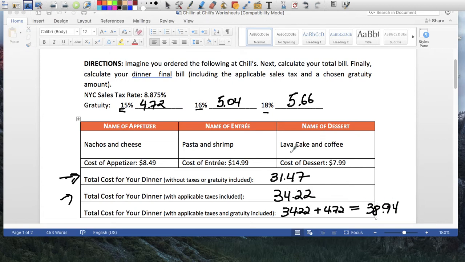Okay, so I need to write some of these values down because we're going to need them for the bottom example. So 31.47 is just the food. 34.22 is food and tax. Let me write down what 15% is. It's 4.72. 16% is 5.04. And 18% is 5.66. Okay, and the total food and tax with 15% is 38.94. All right, I have this written down, and I can erase this and move down to the bottom.